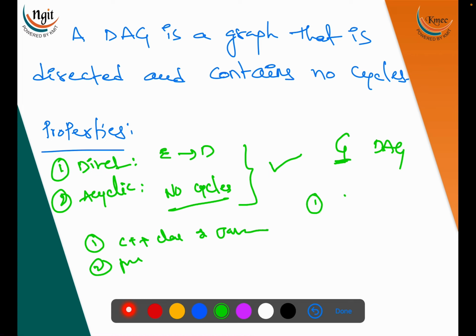The first is topological ordering. We will discuss topological ordering in another video, and also finding the shortest path. So these are the applications. We'll use a DAG, or digraph with no cycle, in topological ordering and shortest path.